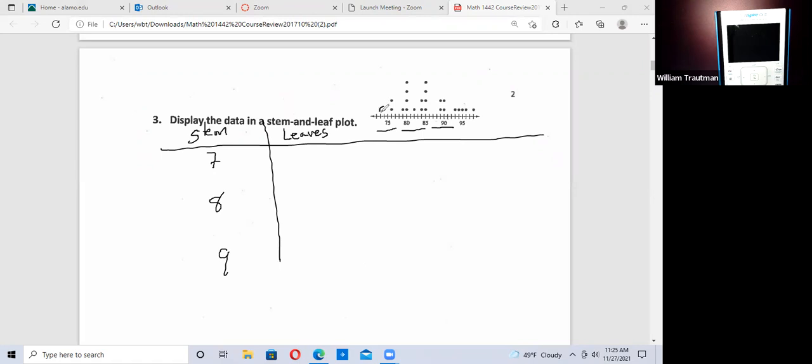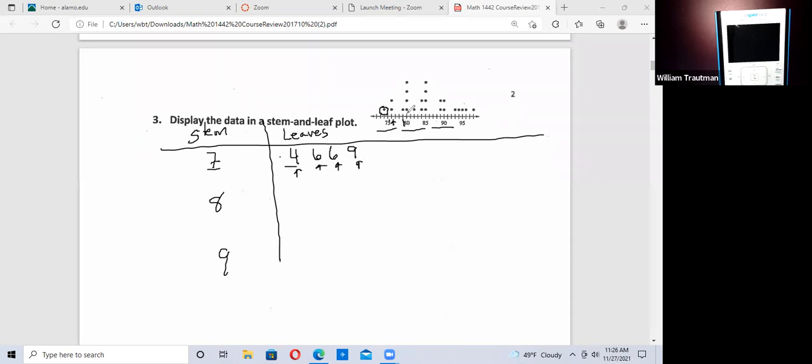So if you look at this dot, if this is 75, that dot represents 74. And then there are two 76s here, it looks like, 76, 76. And then we have 79, 79. So this is the stem, these are the leaves. This represents 74, 76, 76, and 79.